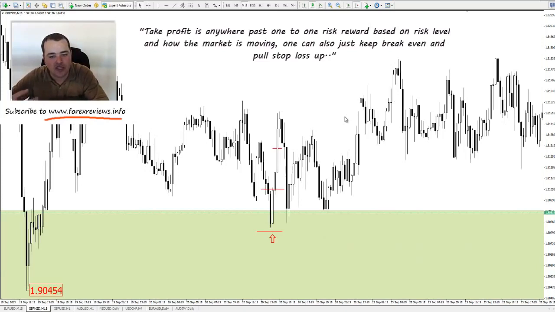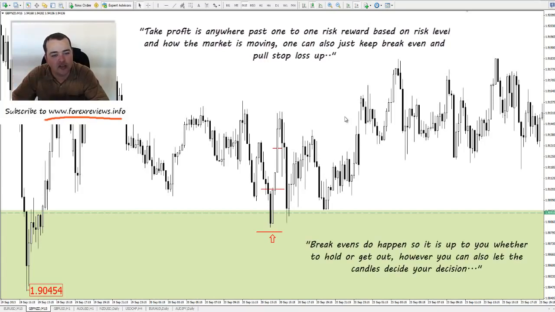Now, you can also just keep your break even. If the market is powering along, you can just keep your break even in play, and if you hold on to break evens, you will occasionally have retests.